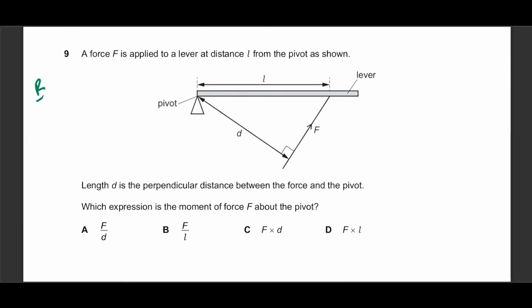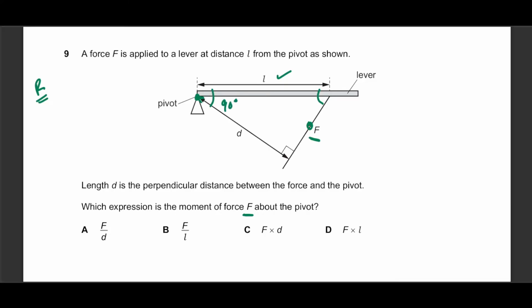Question number 9, a repeated question in a different format. He says, which expression gives you the moment of force F about the pivot? You see, the pivot is already given, and we understand that if I want to find the moment because of F, there needs to be a perpendicular distance. Now, L also appears to be a distance between the pivot and the point of application of force, but the problem is, it's not perpendicular distance. This angle is not 90. It has to be 90.